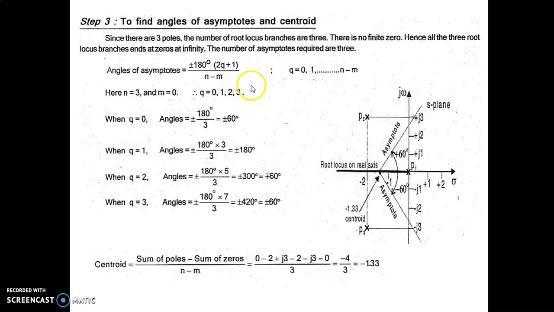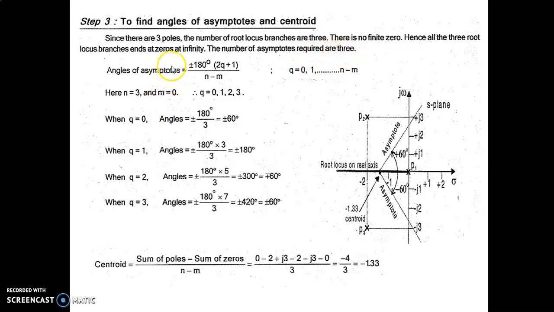Okay. Then, find the angles of asymptotes and the centroid. The centroid is nothing but the meeting point of the asymptotic lines. In the given transfer function, we have 3 poles. The number of root locus branches is equal to the number of poles, 3 only. N minus M is 3 minus 0. We don't have any finite zeros in the given transfer function, so all 3 root locus branches end at zeros at infinity. So the number of asymptotes required is 3 only.